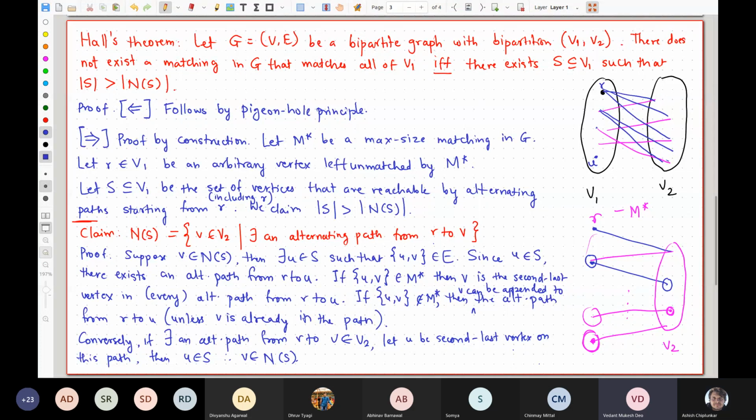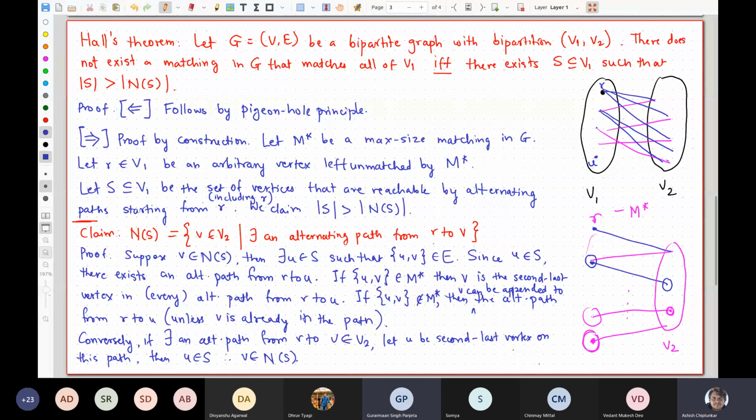So we are saying that in any bipartite graph, for some R there will be an alternating path to every other vertex on the other side? No, that's not what I'm saying. If there is an alternating path to some V, then it is included in this set. So this could possibly be a strict subset of V2. But neighborhood of S is any vertex in V2 that has an edge. Correct. And I'm claiming that the neighborhood of S is precisely this set. Okay. That is the claim.